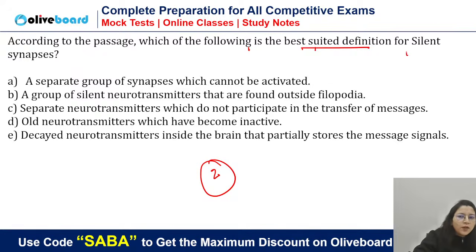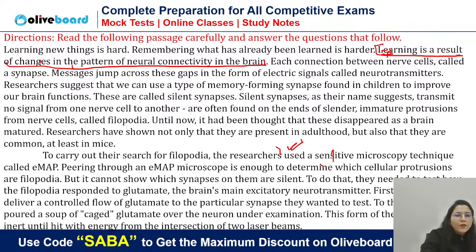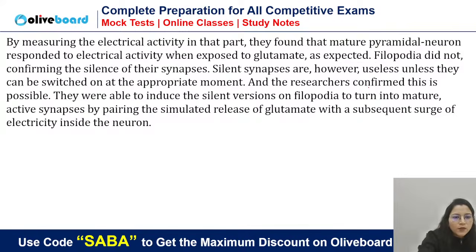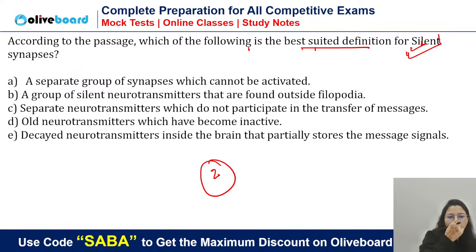Second, C. Definition, see, the definition will also be given in the passage. Silent synapses, we will see. Now, where we are talking about silent synapses, these are called silent synapses. Silent synapses, as their name suggests, transmit no signal from one nerve cell to another, and are often found at the end of slender, immature protrusions from nerve cells called filopodia. Is it clear? So, silent synapses, as their name suggests, transmit no signal from one nerve cell to another. So, here it is given as a separate neurotransmitter which does not participate in the transfer of messages.